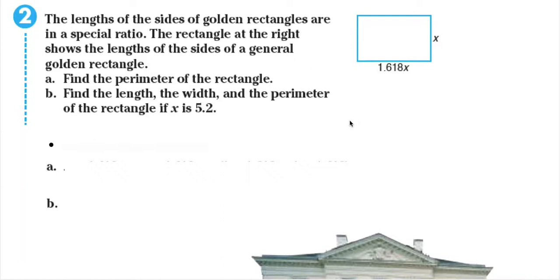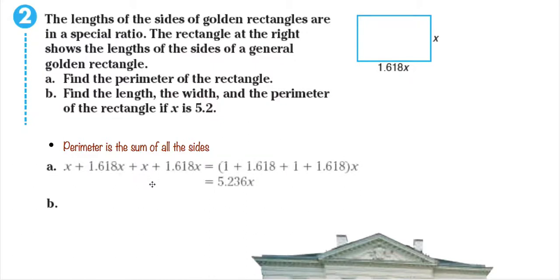Now what is being assumed in this problem? It is being assumed that we know what perimeter is. Perimeter is simply the sum of all the sides. So we simply add all the sides, x plus x, 1.618x plus 1.618x. And this is what you come up with.